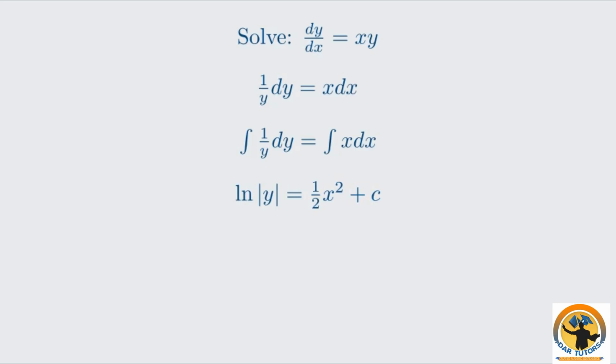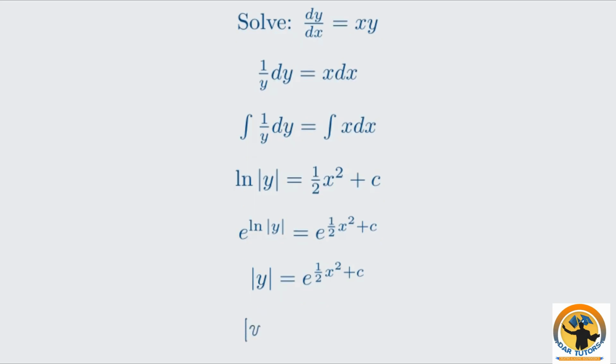To get the explicit solution for y, we need to solve for y. We do this by exponentiating both sides. We raise e to the power of both sides. On the left, e to the power of ln|y| simplifies to |y|. On the right, we have e to the power of 1/2 x squared plus c. Using the rules of exponents, we can split the right side. e to the power of 1/2 x squared plus c is the same as e to the power of 1/2 x squared times e to the power of c.